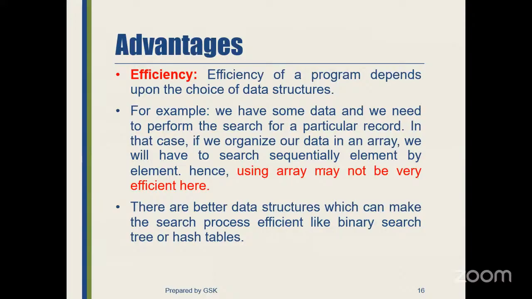Suppose you create an array with 100 elements: the first element is 1, the second element is 2, and the 100th element is 100, let us say. I want to search for the element 99. I want to know whether 99 is available or not in the given array.